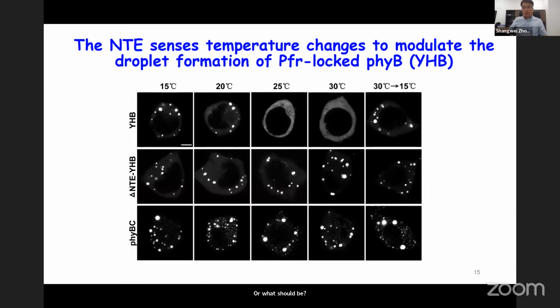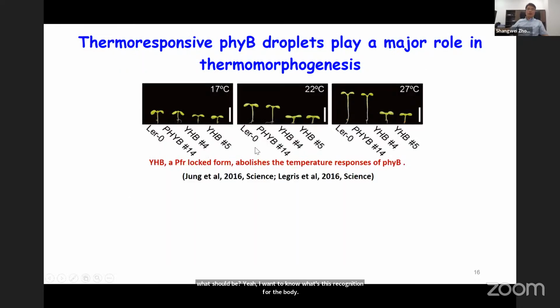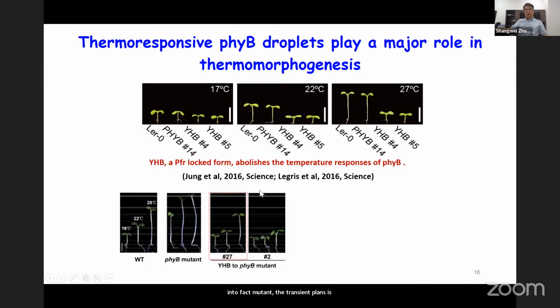Then we want to know whether this regulation of food body formation has a physiological function. Previous studies have shown that transferring YHB into the 5 mutant, the transgenic plants still do not respond to temperature. However, in our studies, surprisingly, we found that YHB transformed into the 5 mutant can fully restore this defect of the 5B mutant in response to temperature and display a very similar response like wild type.